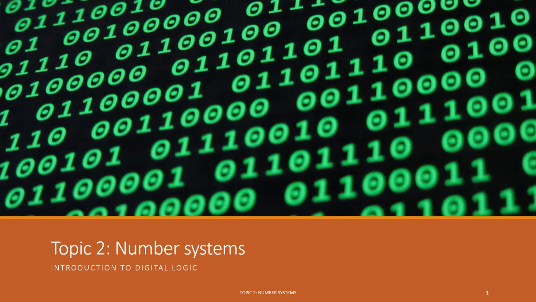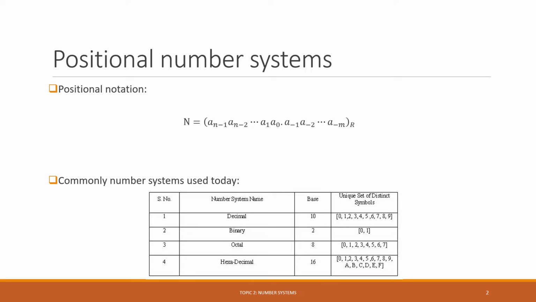This is John, and today let's talk about the number systems. In digital logic, we use a positional number system. In such a system, the magnitude of a number does not only depend on the value of the number itself, but also depends on where you put that number.